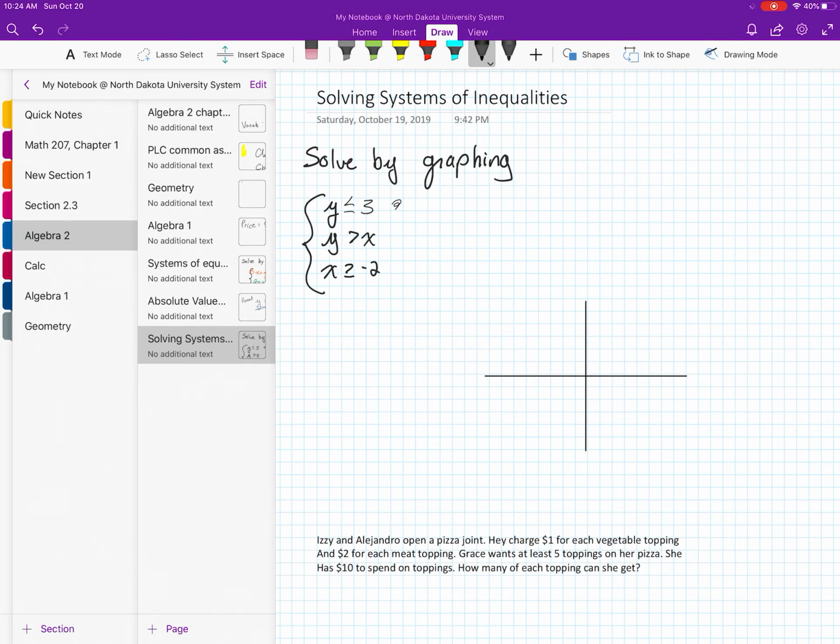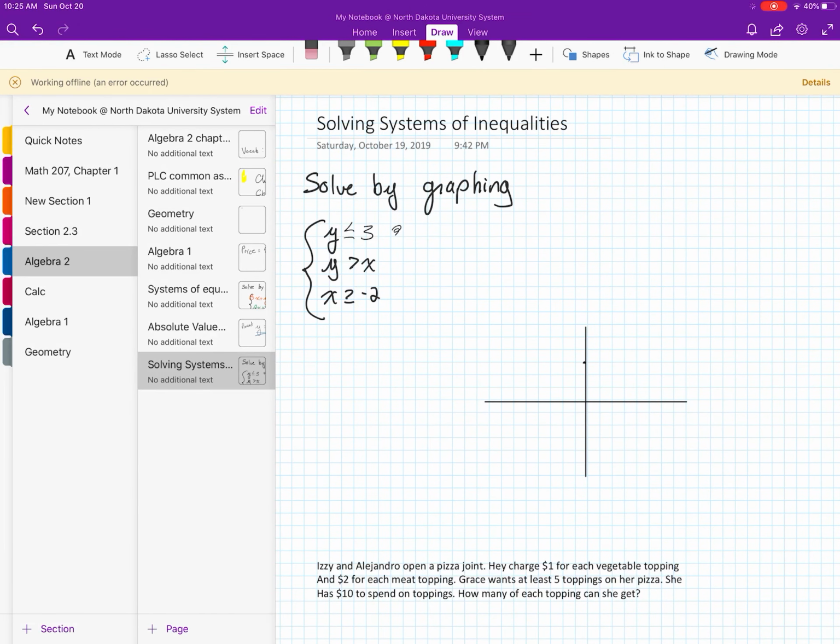Let's start with y is less than or equal to 3. We'll map out 1, 2, 3, right? And put a lovely line there. What is happening?